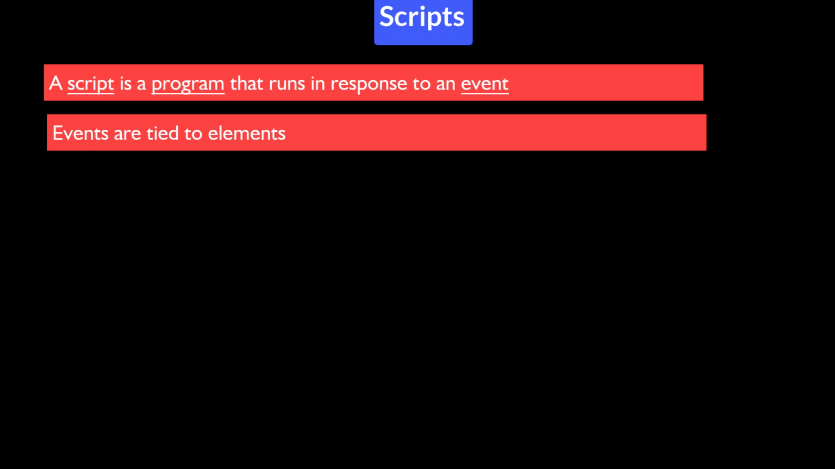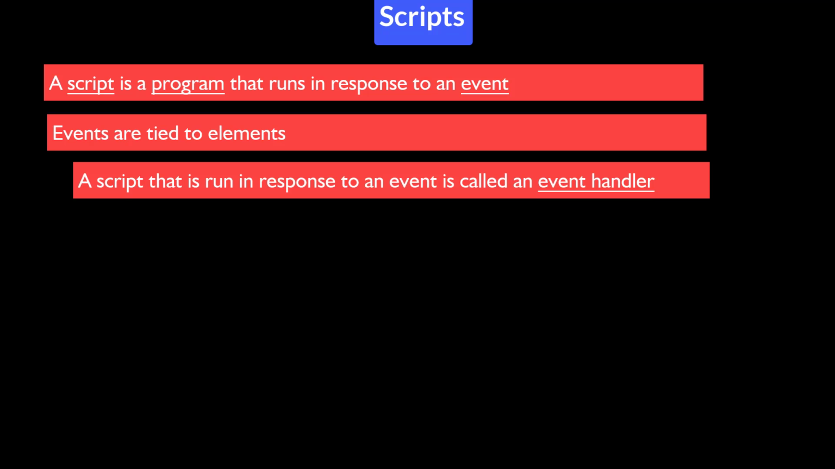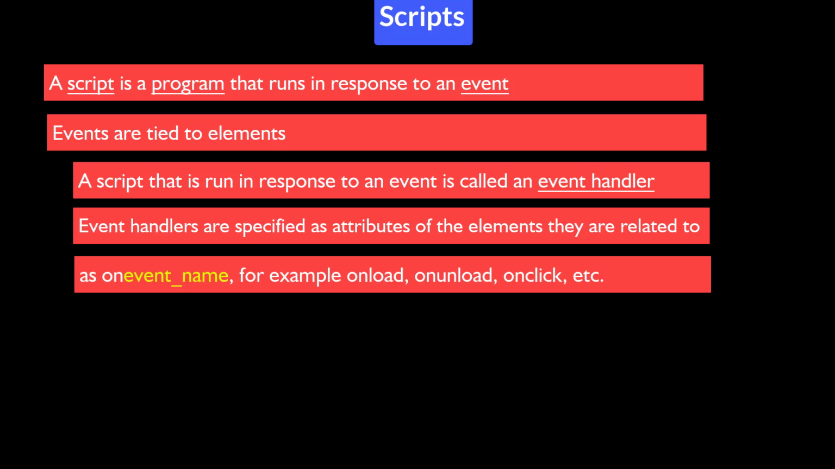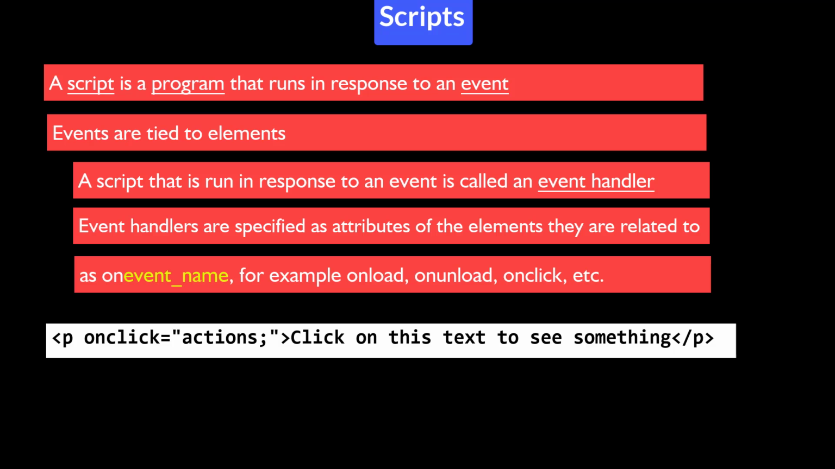Events are tied to elements. A script that is run in response to an event is called an event handler. Event handlers are specified as attributes of the element they're related to, as on event name. For example, on load, on unload, on click, and so on. For example, here's a P tag, P, on click equals, quote, actions, semicolon, close quote. Text, click on this text to see something, and then your end tag.